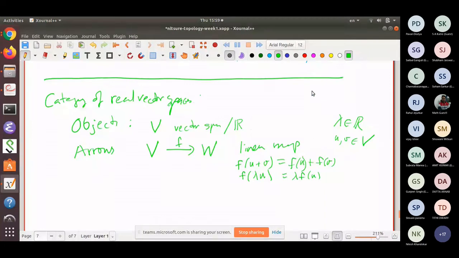Okay. Now I can go on and on, but now we will introduce two very important categories. Well, actually a number of categories whose objects are matrix spaces, but arrows are defined differently. And there will be another category called the category of topological spaces. And most of our course is the study of this category of topological spaces.